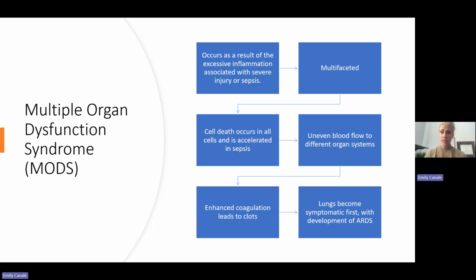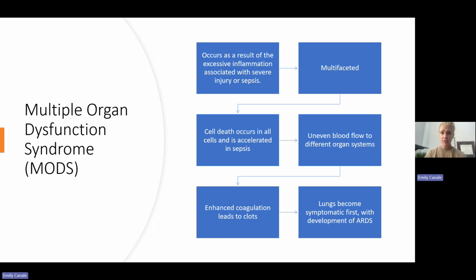If we were to develop a failure of 3 or more systems, the mortality rate almost triples. It's almost a 90% mortality rate. It can be 100% mortality rate if the cardiovascular and neurological systems are involved.